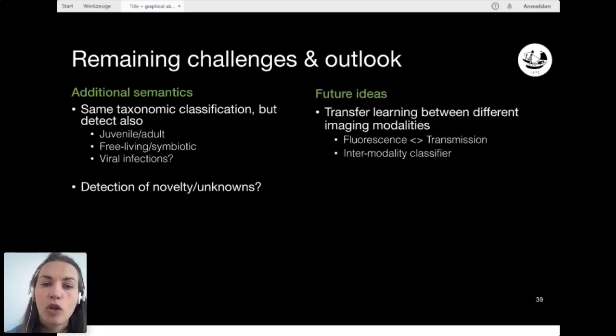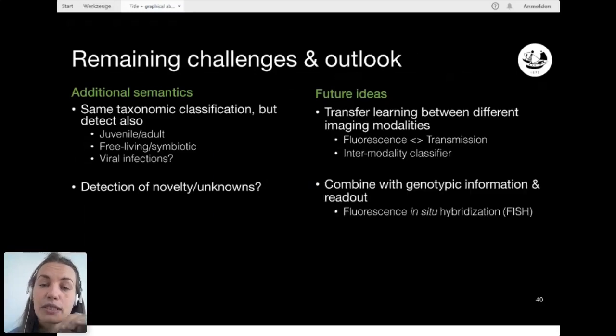Some open questions are also whether we can implement some sort of transfer learning between these different imaging modalities. So Romain, I was listening to your talk in the morning. I think the label-free predictions can be very interesting here to try and get some kind of intermodality classifier between the transmission-based imaging modalities and the fluorescence imaging modalities. Let's see, I'll look into it.